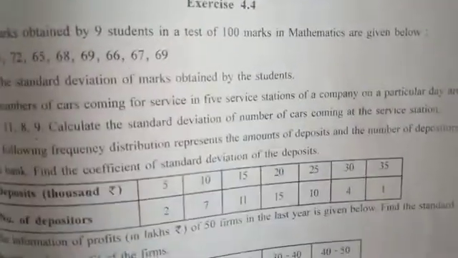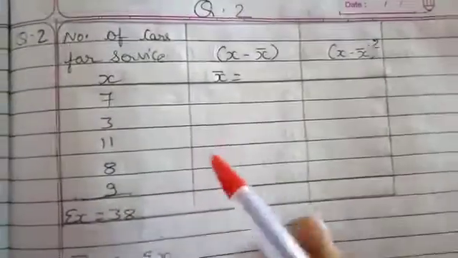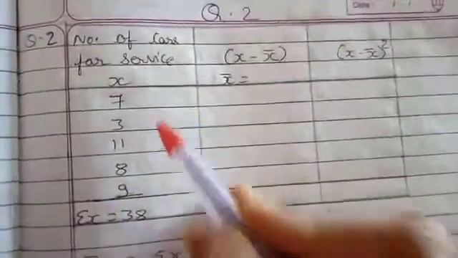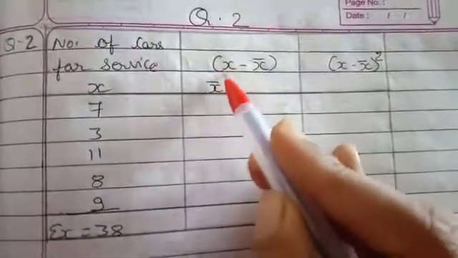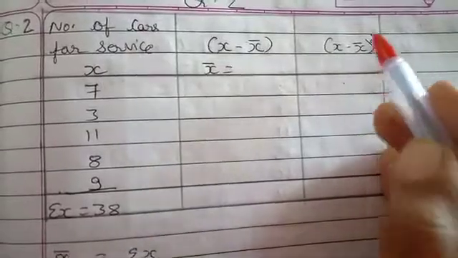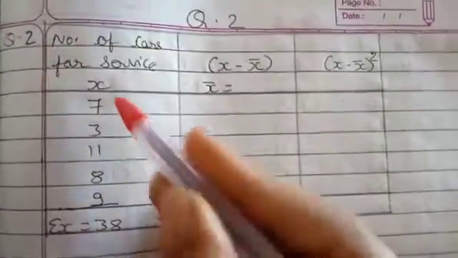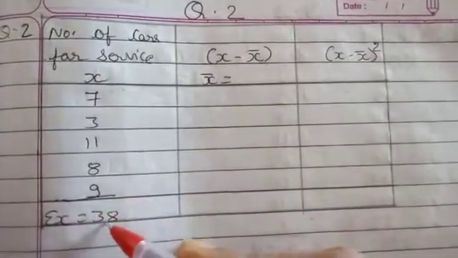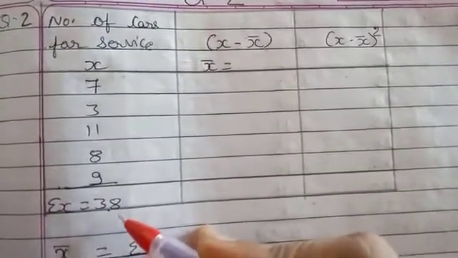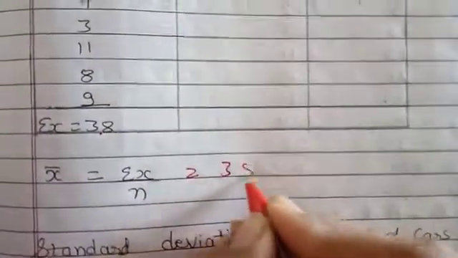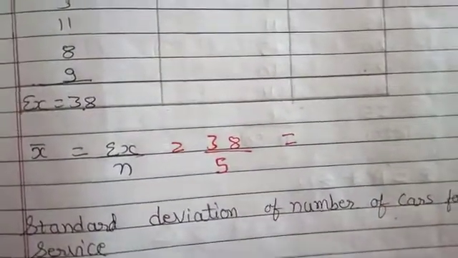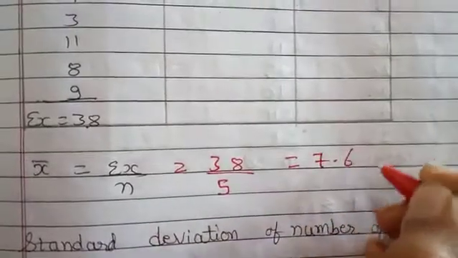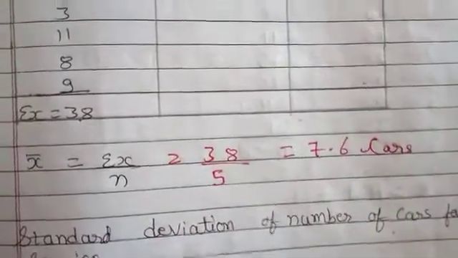Again ungrouped data. Now as it is ungrouped data, again we have to make 3 columns. First is the data which is given to us, that is the number of cars for service, x. Then the second column we have to fix for x minus x bar, and third for (x minus x bar) whole square. Now first of all we will find out the mean. For that we need the total of our values. So sigma x is 38. Now x bar is sigma x upon n. So 38 upon n, which is 5. When I divide 38 by 5, I will get my answer as 7.6. So my mean is 7.6 cars.